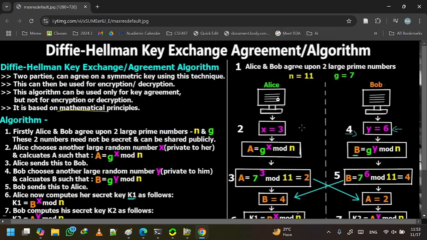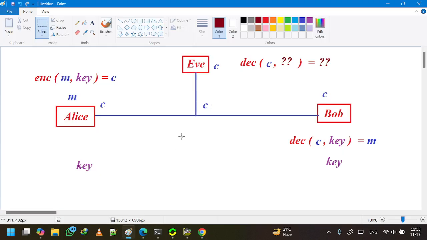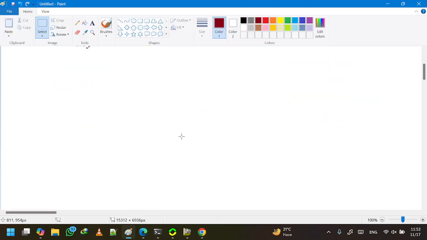So imagine you have Alice and Bob. Alice has a secret number which is 3, Bob has a secret number which is 6, and there are two more numbers which is defined by the protocol. So that means everyone will know the values of the n and the g values.